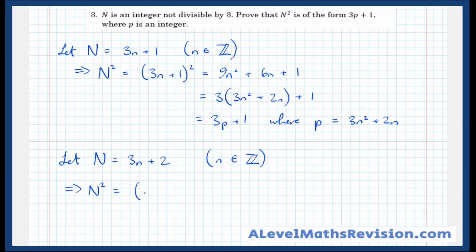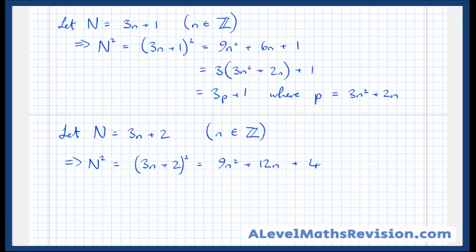equals 3n plus 2 squared, writing all the working out, proofs need full working, equals 9n squared plus 6n plus 6n, which is 12n, plus 4. And just like we did before, try and take out a factor of 3. Now pause, you have a go at this, see what happens.